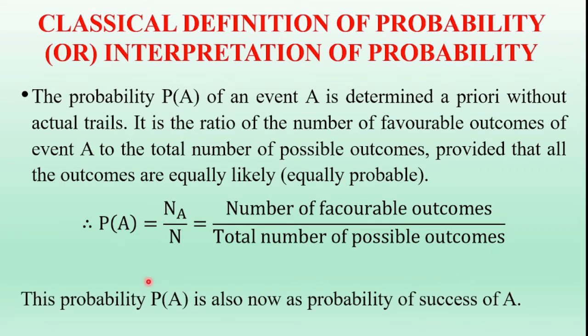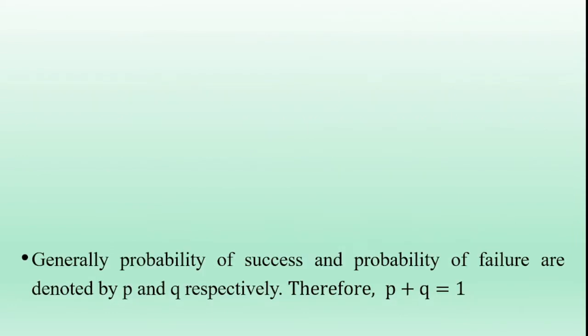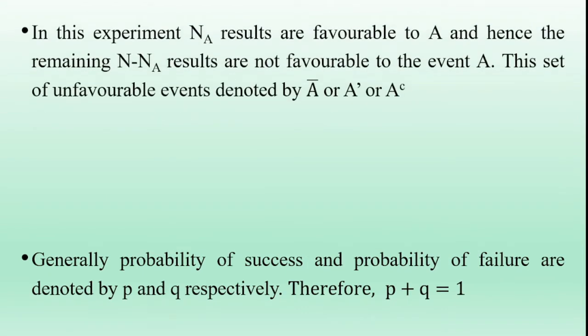This probability of A is also known as the probability of success of event A. In this experiment, N suffix A results are favorable to event capital A, and hence the remaining capital N minus N suffix A results are not favorable to event A. Capital N is the total number of events of the experiment and N suffix A is the number of favorable events with respect to event A. This set of unfavorable events is denoted symbolically by A bar, A dash or A complement.